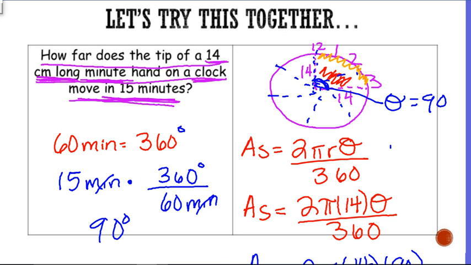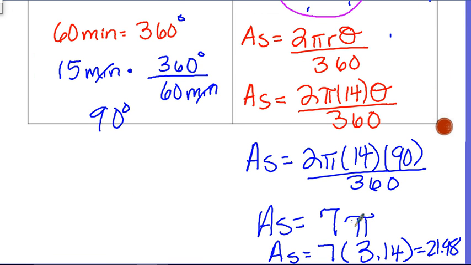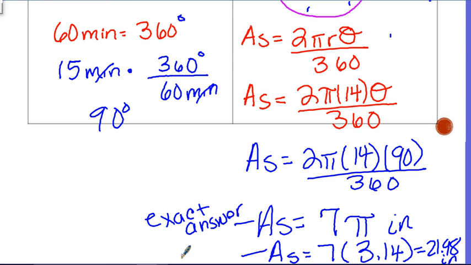And do we have any units here? We're asking for arc length, so this is going to be inches, and the unit down here is inches. So both of these answers are correct. This is what we call an exact answer. And this here is what we call an approximate answer. Okay? And then we're done.